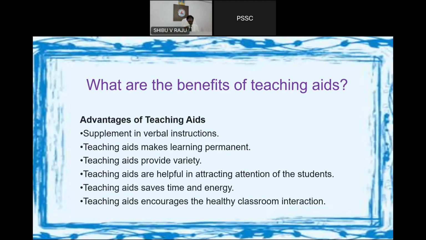So teaching aids provide a variety of opportunities. Teaching aids are helpful in attracting the attention of students.